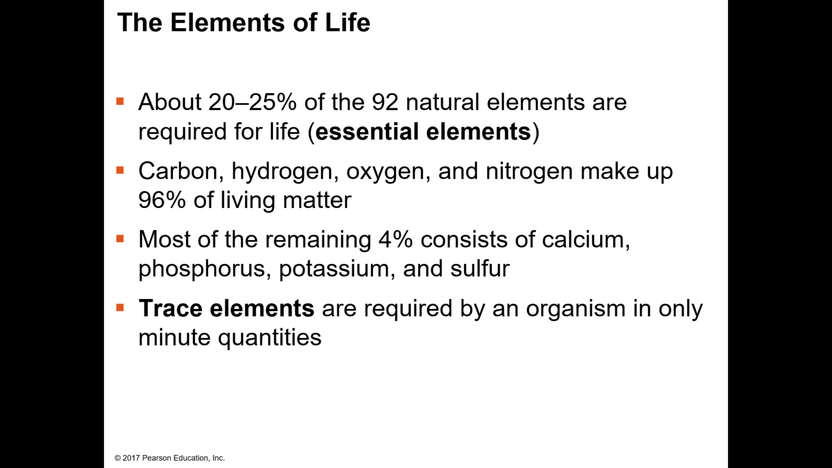Okay, the elements of life. About 20 to 25% of the 92 natural elements are required for life. These are called essential elements. Carbon, hydrogen, oxygen, and nitrogen make up 96% of living matter. Most of the remaining 4% consists of calcium, phosphorus, potassium, and sulfur. Trace elements are required by an organism in only minute quantities. That's why they're called trace elements.